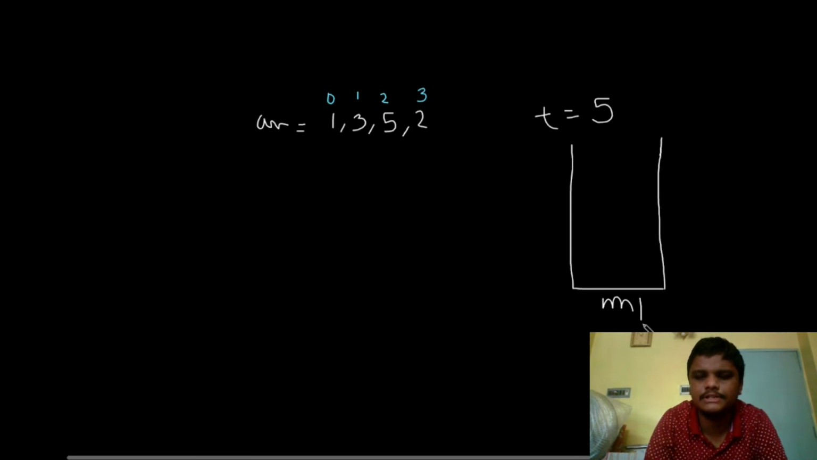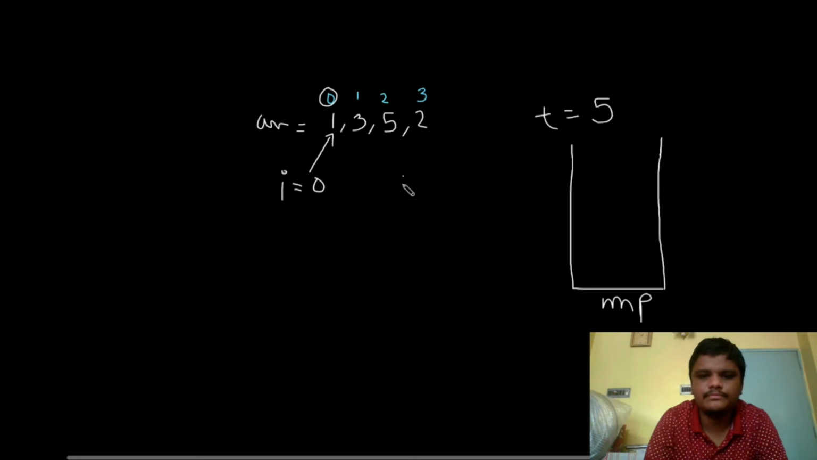And hence we are taking another map, MP. So we will also be requiring a pointer, I, which will be I equals 0, pointing to 1 over here, or the index 0.